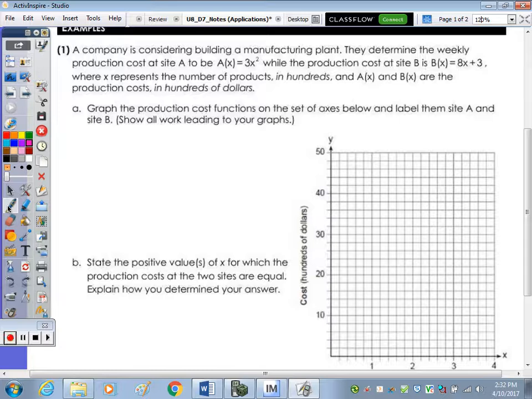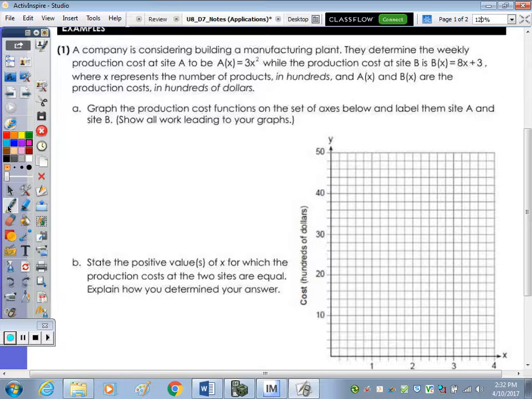Okay, so what I like about this question as well is that the axes are already labeled for you. You have a scale on the x and y axes, and it tells you that your x-axis is the number of products in hundreds, and the y-axis is cost in hundreds. So we have a company that's considering building a manufacturing plant. What is the cost at each plant? And based on the plants and their prospective costs, when you go to pick which plant, if you were the CEO, would you consider building? Cheapest. The cheapest, so the one with the lowest cost.